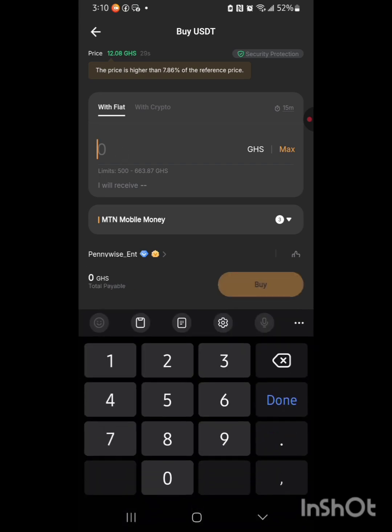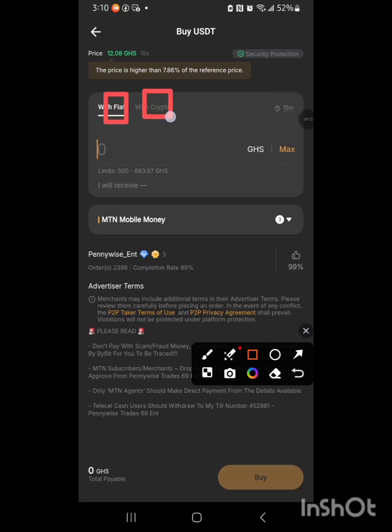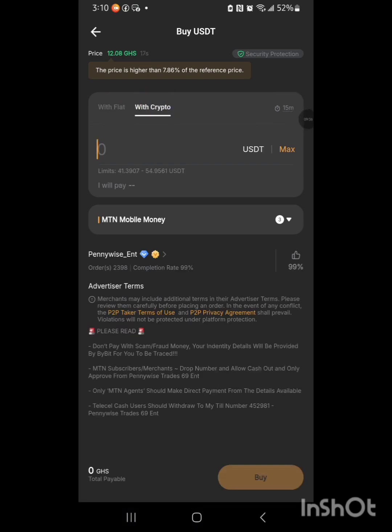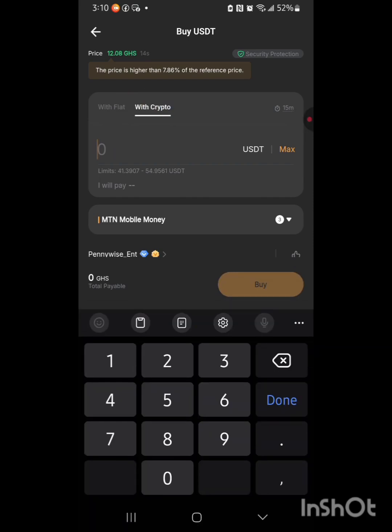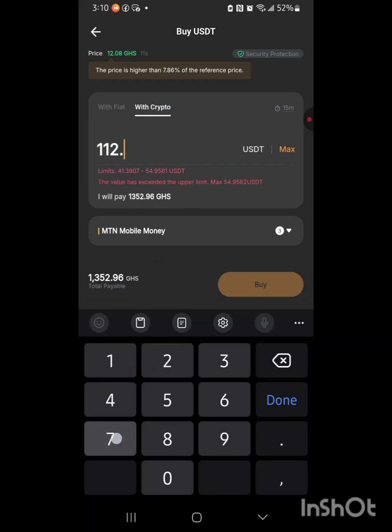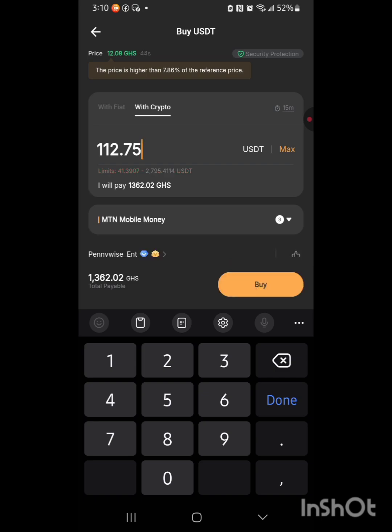So if you're going to be selling your crypto, previously it was on fiat, so switch it to crypto, this very one. So in this case, we're going to be using 112.75. So this is how it's going to look like. We're going to be getting, let me still write that down. We're going to be getting about what? 1,362.02 Ghana cedis with that initial 112.75.